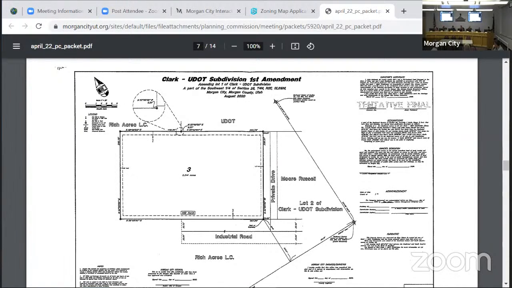So let's go ahead and vote on the motion to approve the proposed plat amendment. All in favor? It's unanimous. Motion passes. Thank you. Appreciate that, Corey. Corey, right? Yes.